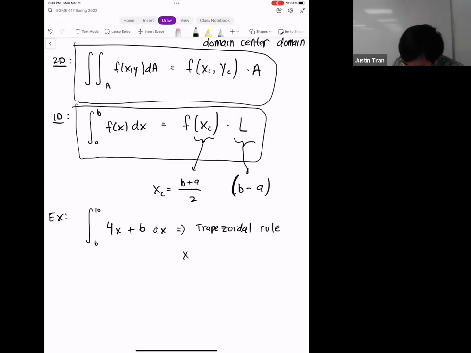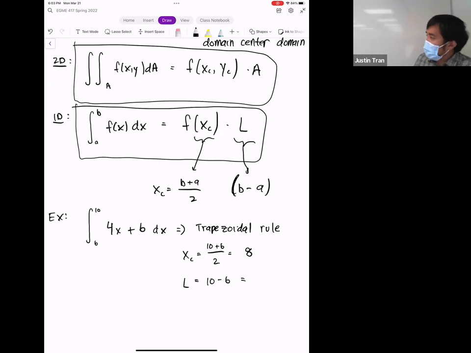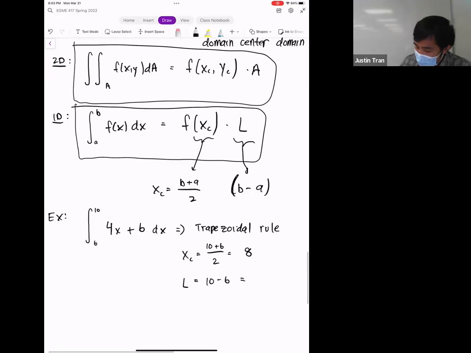The first thing we're going to compute is xc, the centroid between these two. The centroid between them will be (10 plus 6) divided by 2, and so that's going to be 8. That makes sense, the midpoint between 6 and 10 is 8. Meanwhile, the length of the domain between 10 and 6 is just 10 minus 6, which is 4.